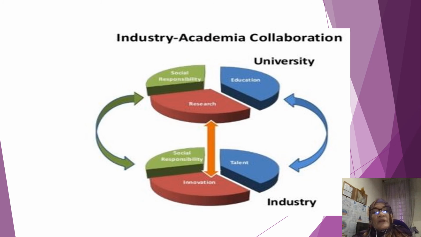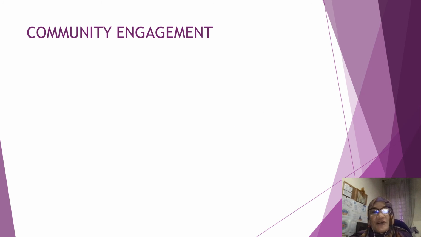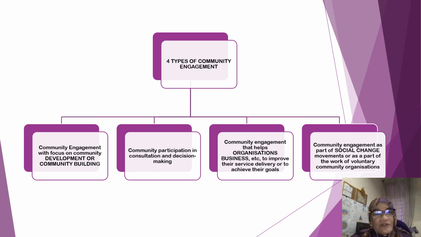Next one. Collaboration between industry and the university: we have social responsibility, we improve on talent, and we have innovation and research. Community engagement, the last part. I found this very interesting information. There are four types of community engagement. I shall give you each type by showing some of the examples that I have done at my university.